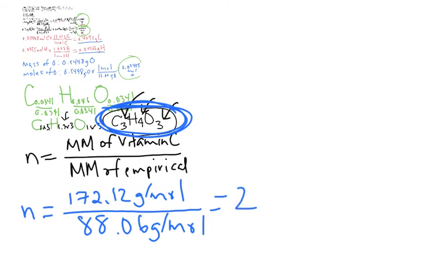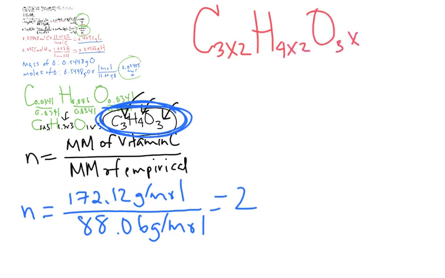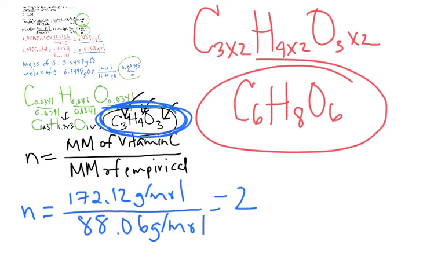So to go from empirical formula to the molecular formula, you have 3 times 2, 4 times 2, and 3 times 2. So you should get C6H8O6. And that is the molecular formula for vitamin C.